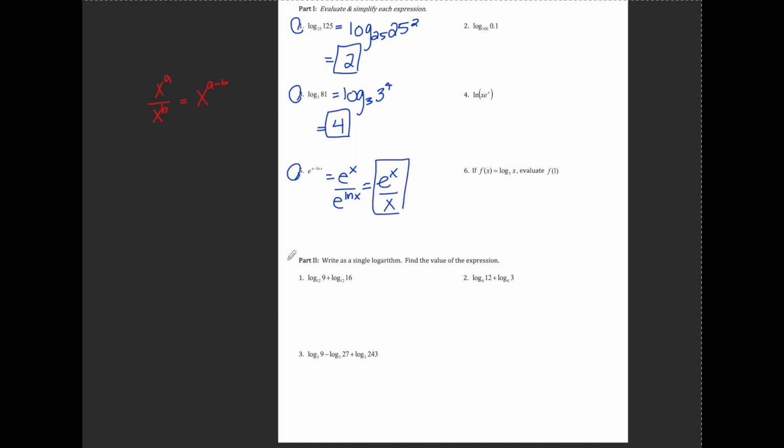In part 2, the directions are to write as a single log and find the value of the expression. So in number 1, I see that I'm adding 2 logs. If I add logs, that's the same thing as multiplying them in 1 log. So I can rewrite this as log base 12 of 9 times 16. I know that 9 times 16 is 144, so I have log base 12 of 144. I can rewrite 144 as 12 squared. So now if I have log of a base and I'm taking the log of the same thing, they cancel out. I'm left with 2.